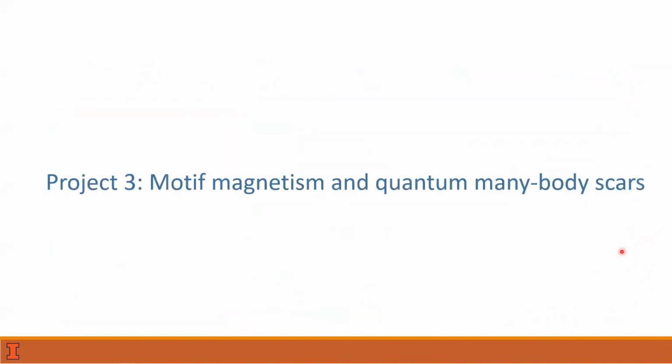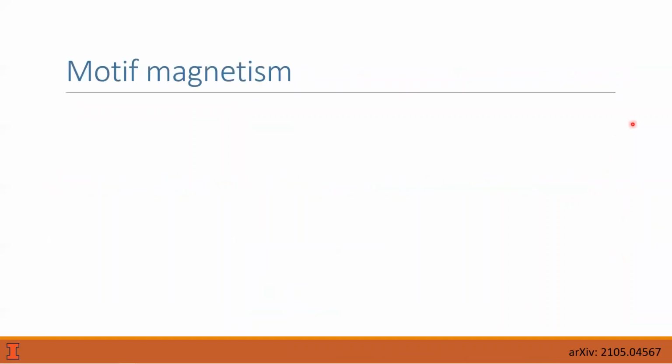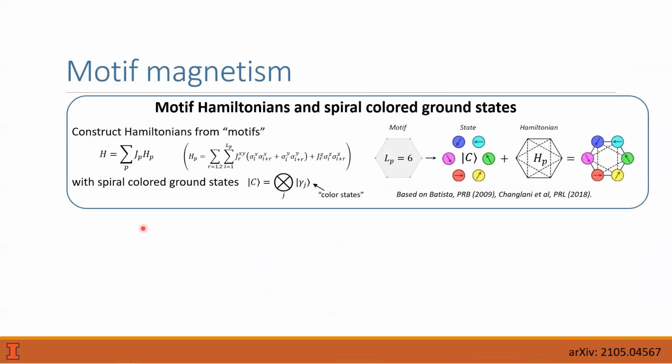Okay, so now I'll get into the third project, which is about constructing Hamiltonians with certain magnetic properties. In this project, what we did was we found Hamiltonians that could be built out of these motifs. These Hamiltonians were a linear combination of motif Hamiltonians, and these Hamiltonians had certain what I call spiral colored states as ground states. These are a certain kind of product state where each spin is pointing in the XY plane in a certain direction.